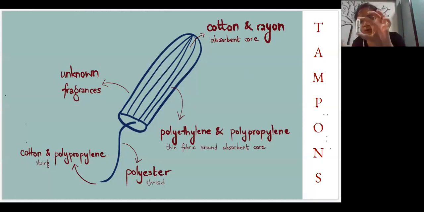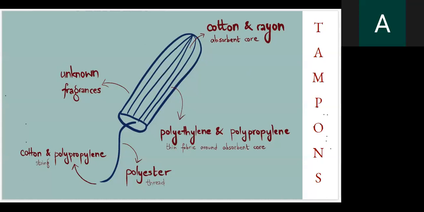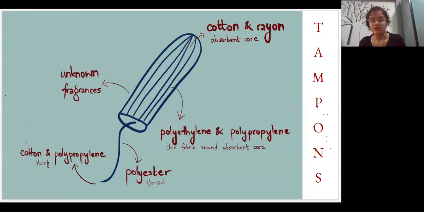This is what it looks like when it's in its packaging, and this is what it looks like after you've dipped it in water, and it has a string that you use to pull it out. So basically a tampon is like these inner layers of the pad, but compressed, and it is inserted into the vagina. The outer layer of a tampon is also made from polypropylene and polyethylene, which are also used in the bottom and the top layer of a pad.